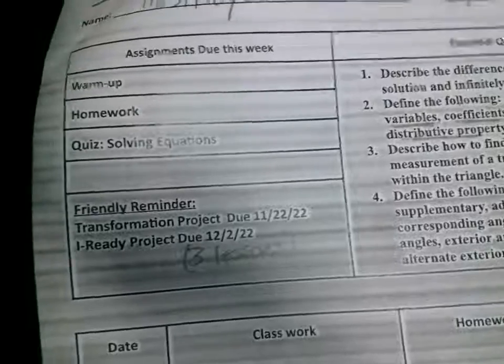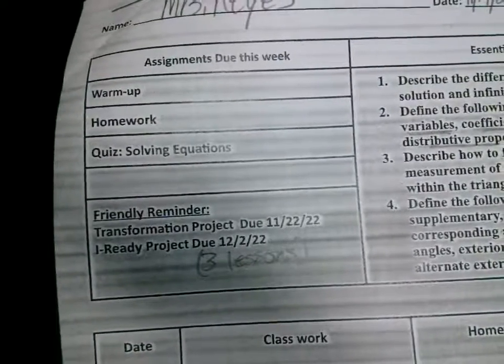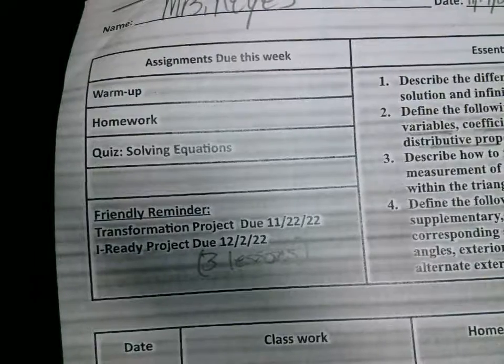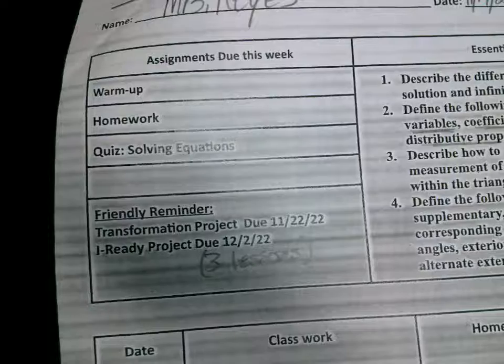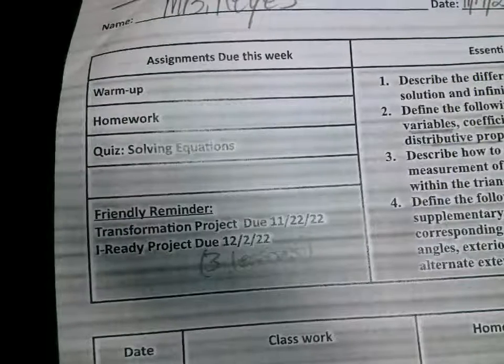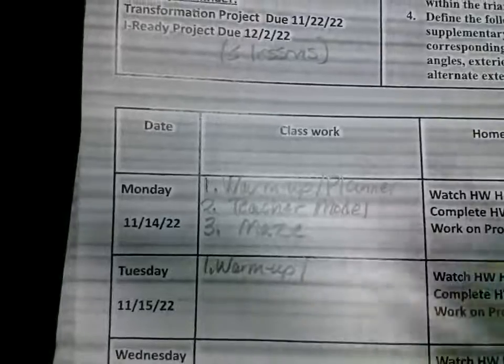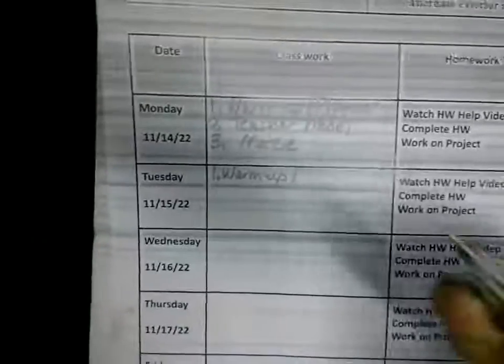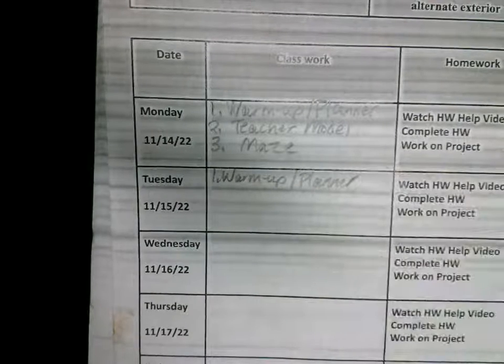All right, class. So today is Tuesday, the 15th. The agenda is on the sideboard. I'm going to go over the warm up. Problem number 1. Slide up. Okay. Planner. We're going to write in our planner what the homework is.